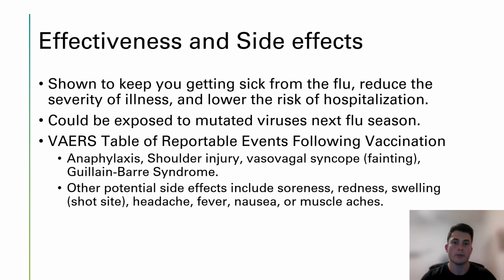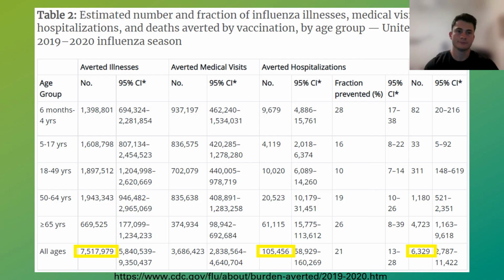There have been some complications with the flu vaccine, which I have listed here, but many of these are either rare, like Guillain-Barré syndrome, or minor. This figure contains the estimated number of averted illnesses, medical visits, hospitalizations, and deaths in the 2019 to 2020 flu season by age group. I've highlighted the totals at the bottom here. Even though these totals are only estimates, to think that the vaccine has saved 6,000 people's lives is a good note to end on.